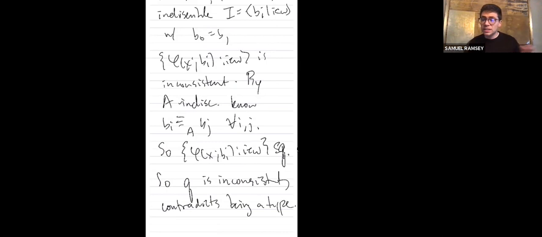So what did we use here? We used invariance. So we knew that if phi x b_0 was in the type, then because b_1 has the same type as b_0, phi x b_1 had to go into the type. That's what invariance says. And phi x b_2 and phi x b_3. So they all have to go in. So all of these formulas are in Q, but together all these formulas are inconsistent. That's impossible for a type or a subset of a type. Okay, so for dividing, this is clear.